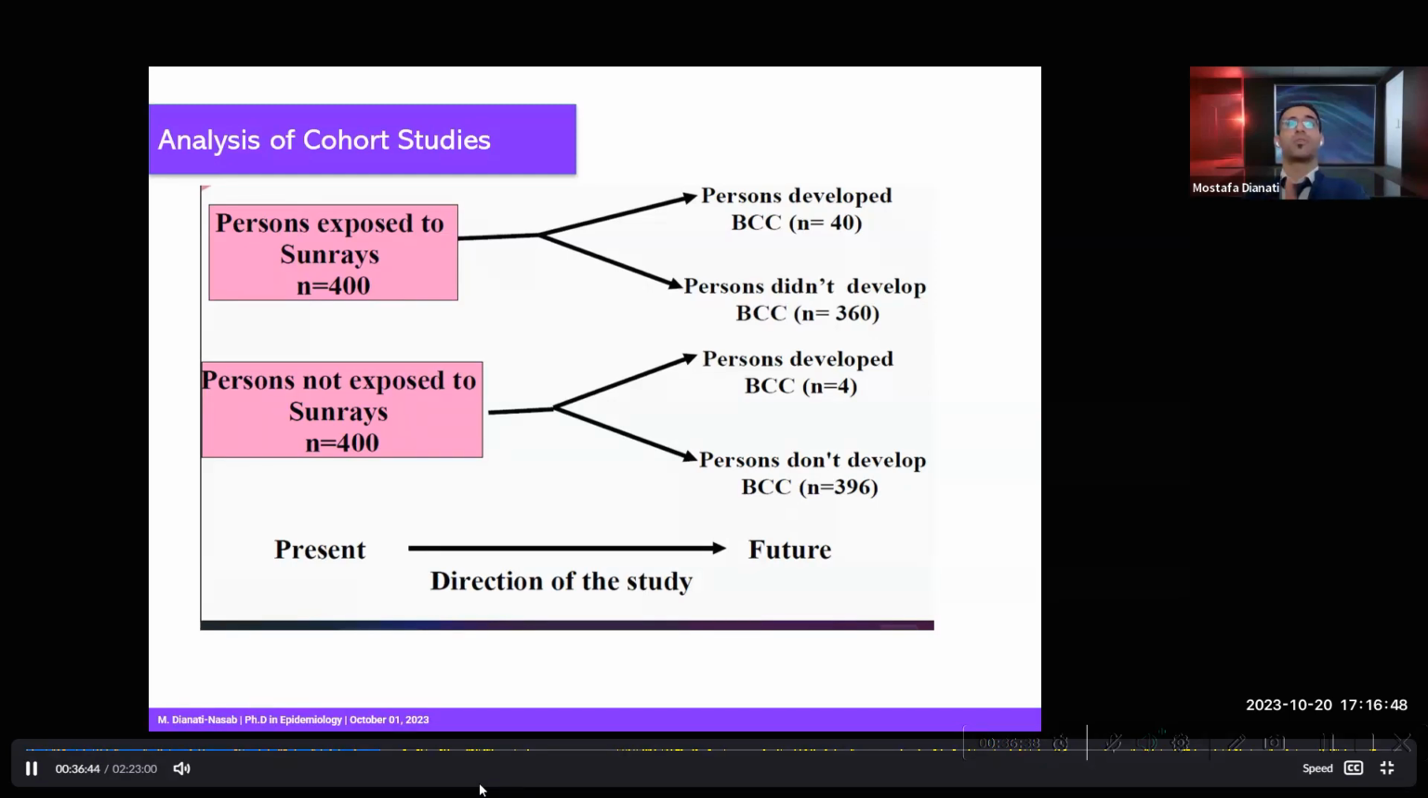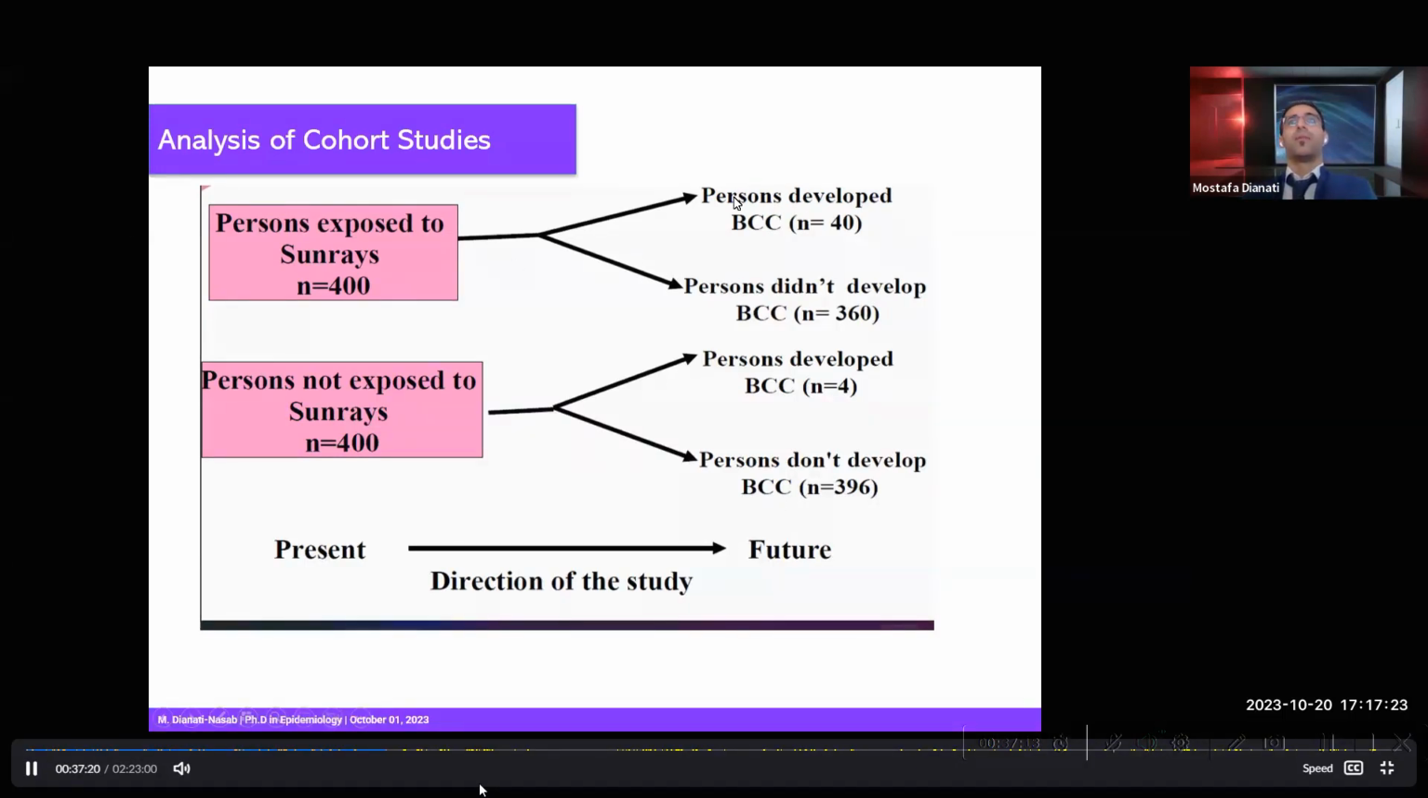Relative risk is for cohort studies. So suppose at the present, right now, you have some individuals that have high exposure to sun ray, and others really are not likely to be exposed to sun ray. Over the years, in the future, maybe after 10 years, 15 years, you will see the occurrence of basal cell carcinoma, a skin cancer, among this group.